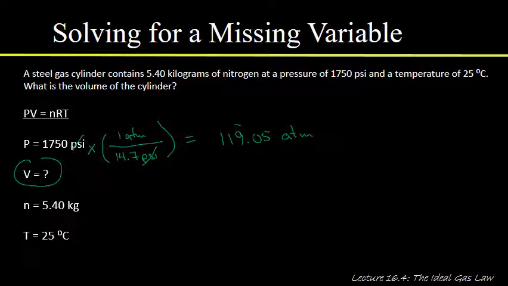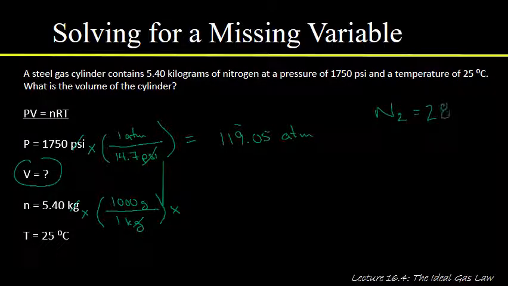The amount of gas, 5.4 kilograms. We need to get that into moles. So remember that 1 kilogram is 1,000 grams. Okay. And if this is nitrogen, remember nitrogen is diatomic. So if you look at the periodic table, you should be able to get the molar mass for N2. Nitrogen's 28.02 grams per mole.